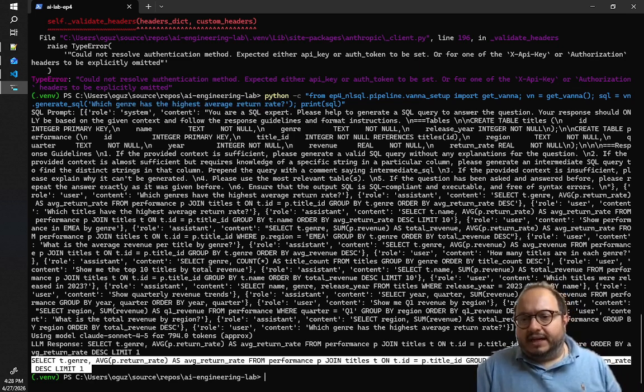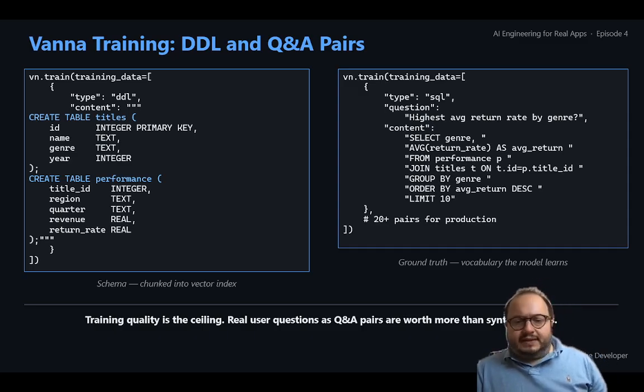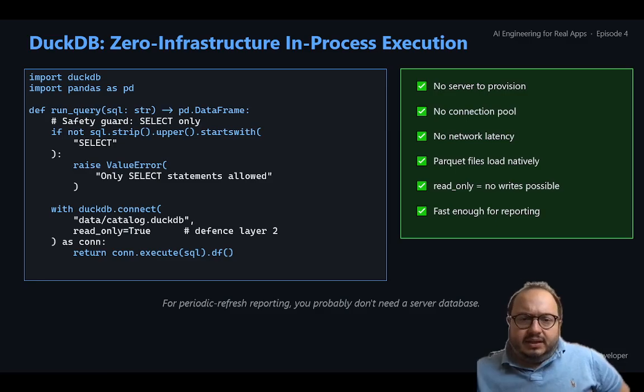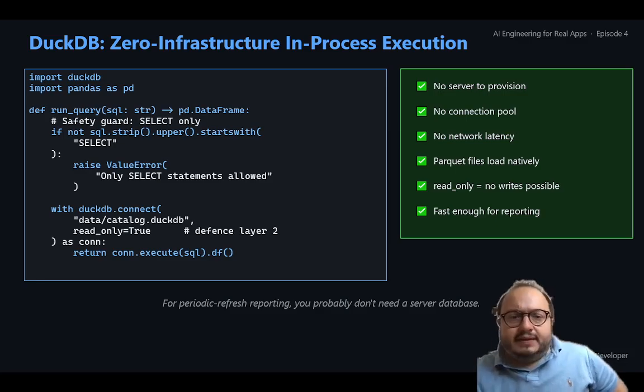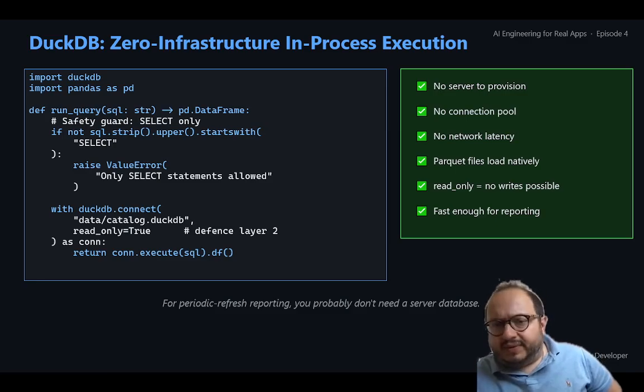Let's go back to our slides. With Vanna trained, the execution layer is DuckDB. DuckDB is the execution engine. The decision to use DuckDB instead of PostgreSQL or another server database is deliberate.